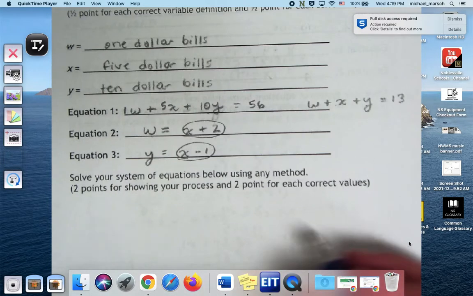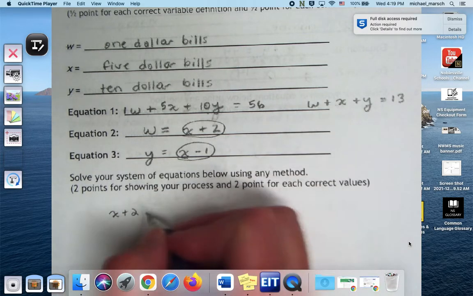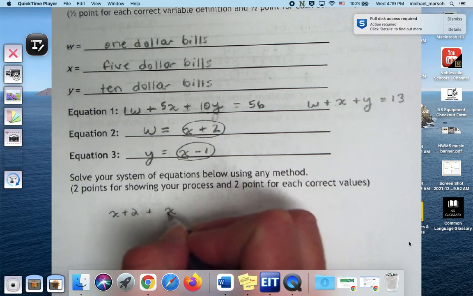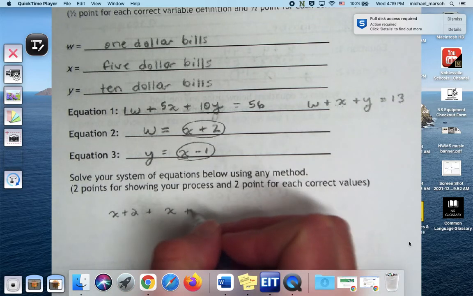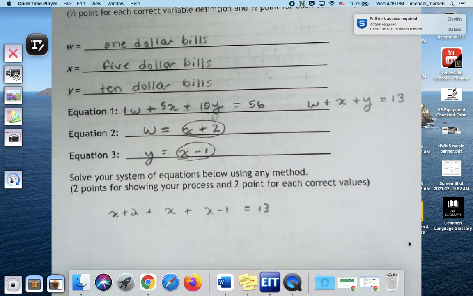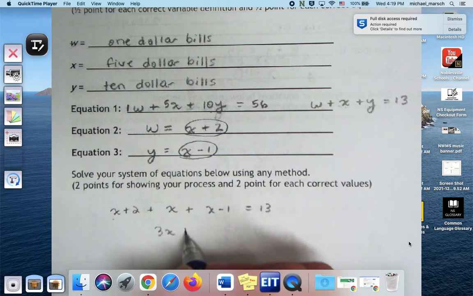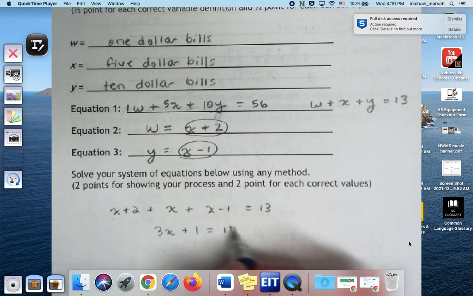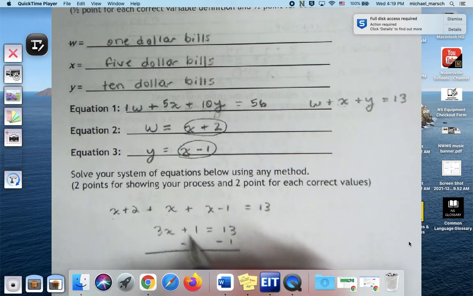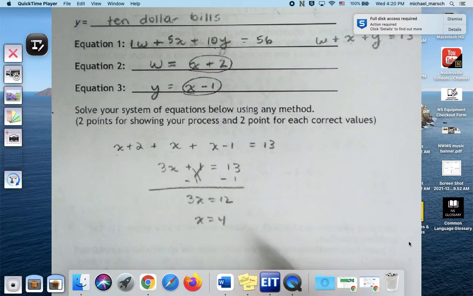So let's see how this works. So I'm going to have X plus 2 to take that place, plus X, because there's already an X there, plus X minus 1 to take the Y place, equals 13. So 1, 2, 3 X's plus 1, because 2 minus 1, equals 13. Subtract the 1, 3X equals 12, X equals 4. So that tells me there are 4 $5 bills.